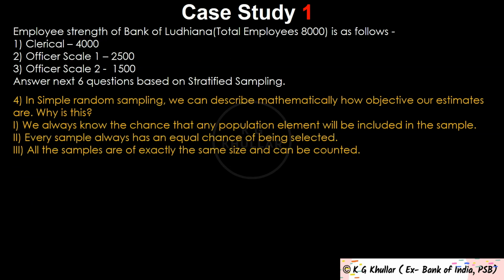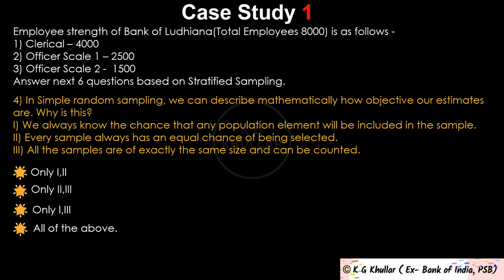The next question is, in simple random sampling, we can describe mathematically how objective our estimates are. Why is this? Now these three statements are given to you. The first statement is, we always know the chance that any population element will be included in the sample. Then the second statement is, every sample always has an equal chance of being selected. Then the third statement is, all the samples are of exactly the same size and can be counted. Now these options are given to you.